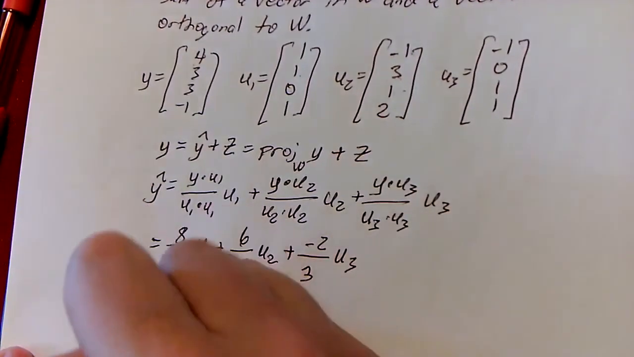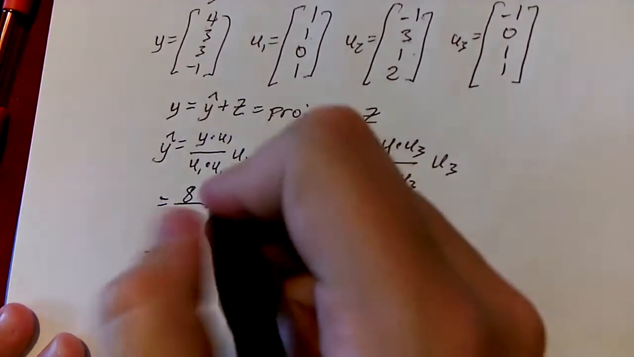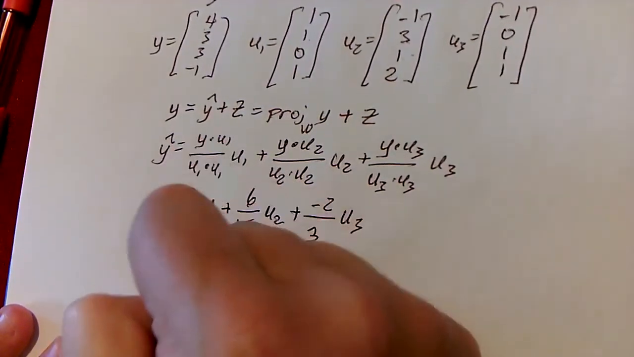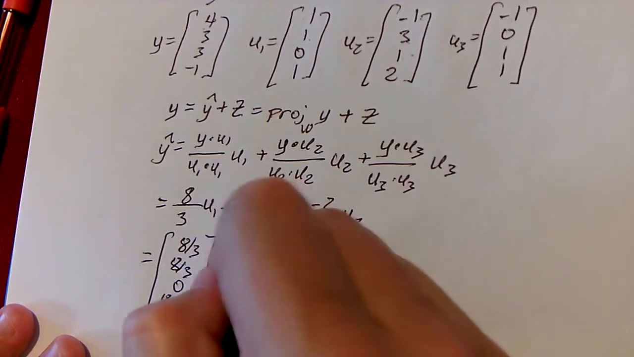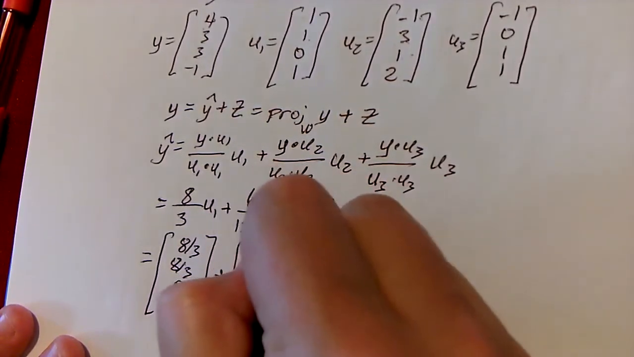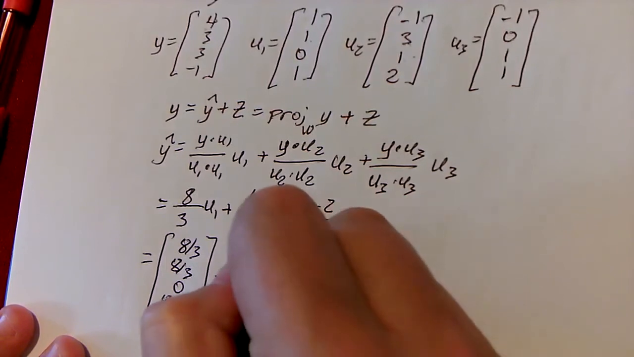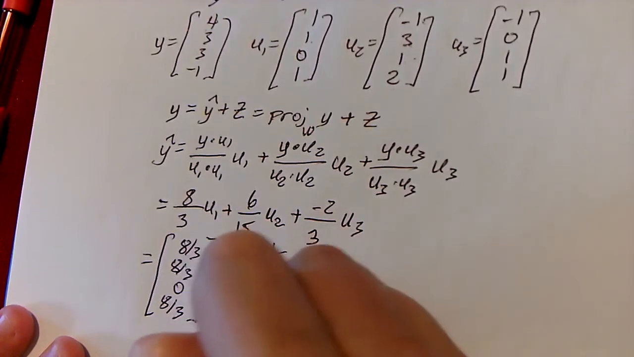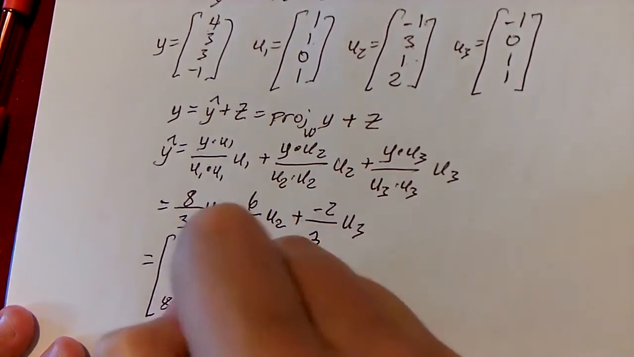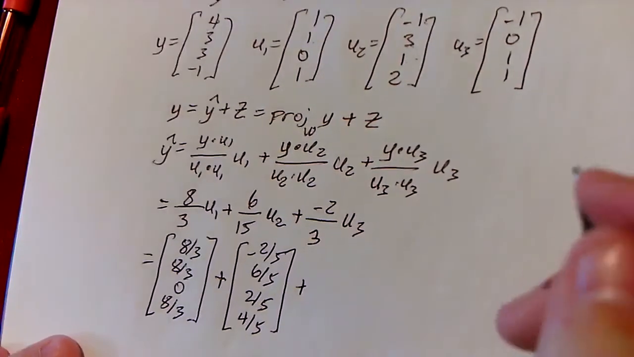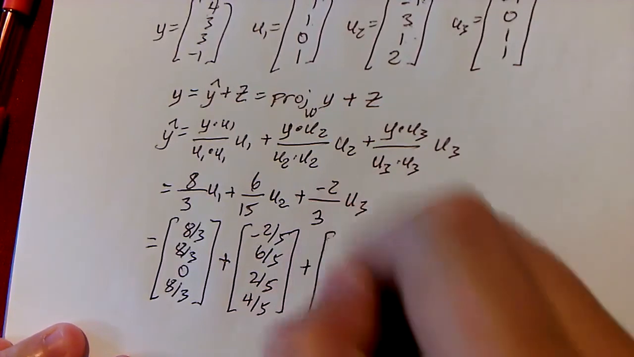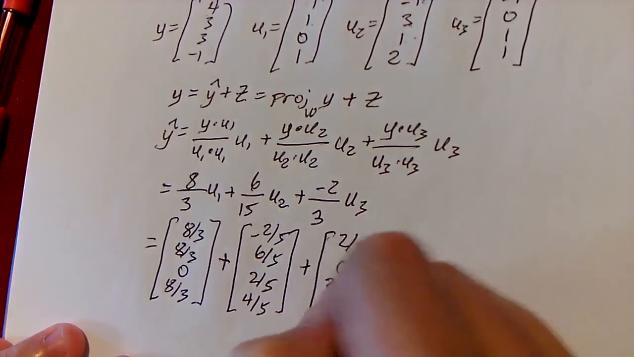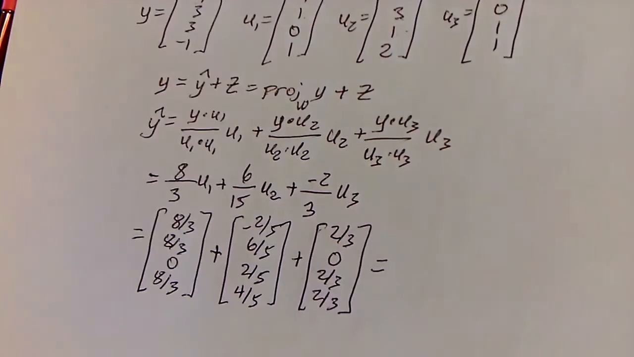Okay, so my vectors then, 8 thirds times U1, so 8 thirds, 8 thirds, 0, 8 thirds. 2 fifths times U2, so negative 2 fifths, 6 fifths, 3 times 2 fifths, 1 times 2 fifths, and 2 times 2 fifths is going to be 4 fifths. Okay. U3 then, I've got negative 2 thirds, so I've got positive 2 thirds when I multiply, 0, 2 thirds, and 2 thirds. Okay, and we've got to add those together.